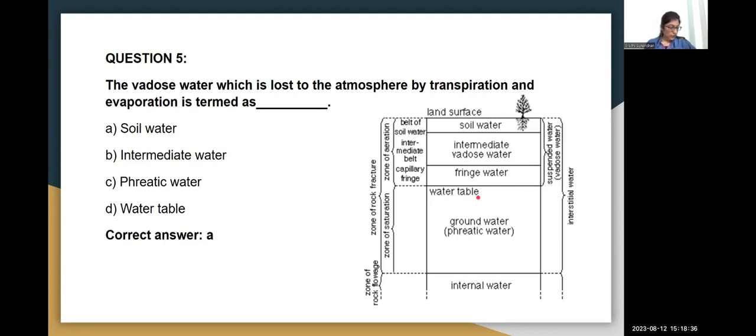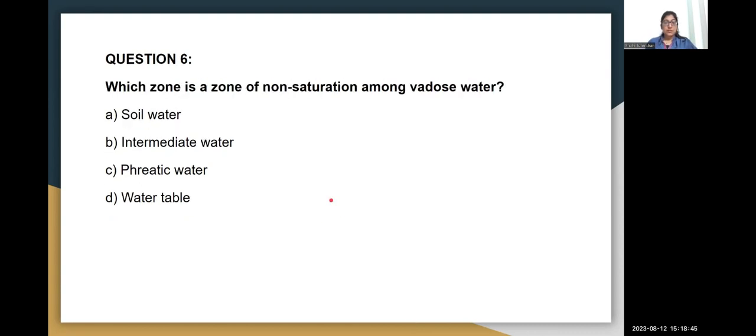Okay, moving on to the next question. Which zone is a zone of non-saturation among the Vadose water? Now we are talking about the Vadose zone, and even in the Vadose zone there is a classification of saturation and non-saturation. So which of the following represents the zone of non-saturation in the Vadose zone is what the question is.